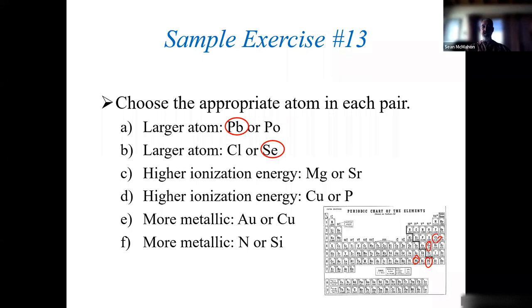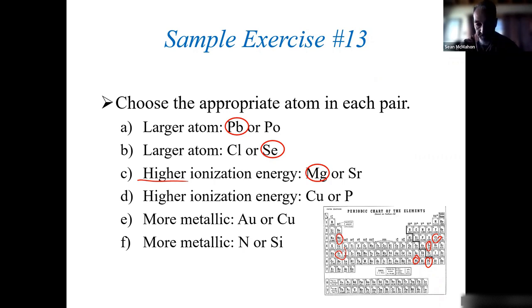Who has higher ionization energy? Which one is it easier or harder, because it's higher, to remove an electron? Is it harder to remove an electron from magnesium or strontium? Well, strontium is further down, which means it has more shells, so that's easier to remove an electron. So the one that's harder has fewer energy levels. That's magnesium, so that has a higher ionization energy.